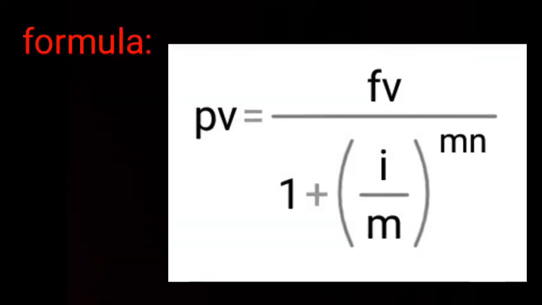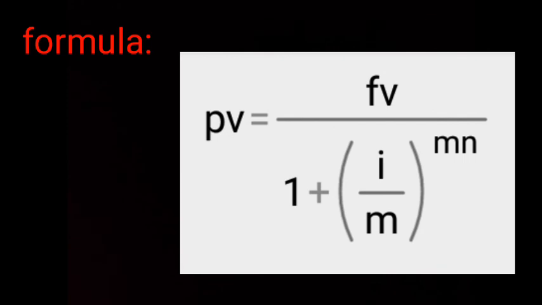For the last lesson, it's about compound present value. As we said earlier, the formula for this is present value equals future value over 1 plus the interest rate over the number of compounding periods per year, raised to the number of compounding periods per year times the number of periods.